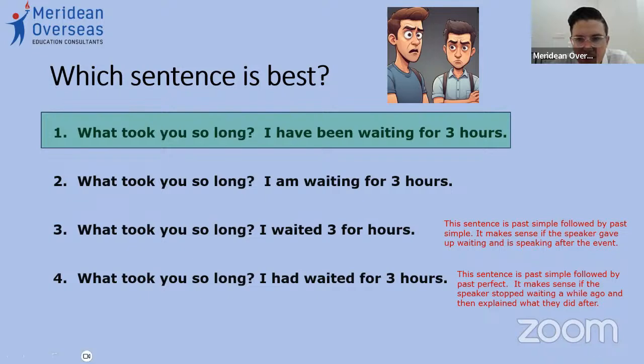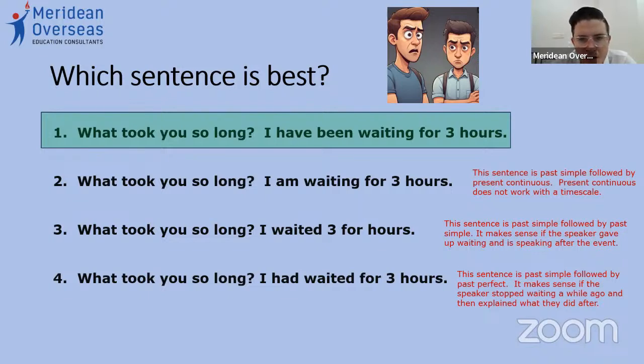This sentence is in the past simple followed by past simple again. Again, it makes sense if the speaker gave up waiting and is speaking after the event. I actually did make a mistake there again. I think you might have spotted it when I was reading it. I waited for 3 hours. I should swap over the 3 and the 4 there. And this one just doesn't make sense. This sentence is past simple followed by present continuous. Present continuous does not work with a time scale.